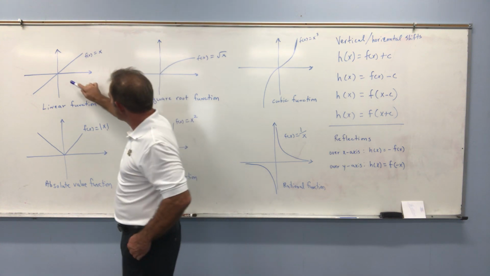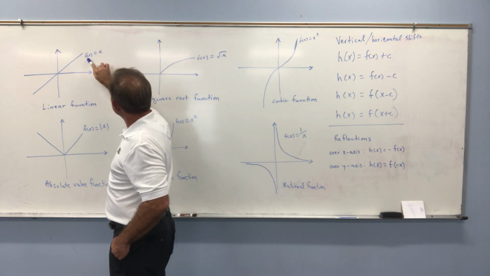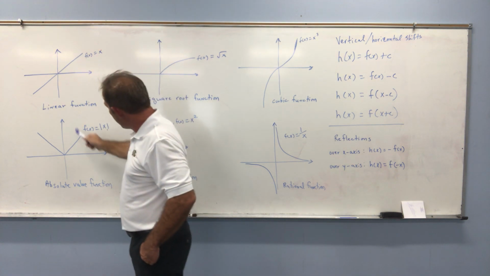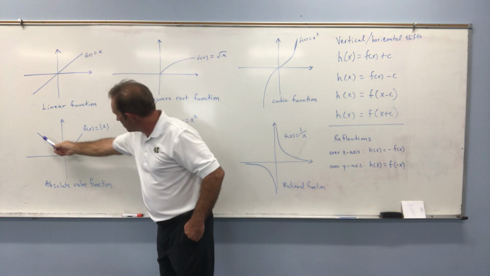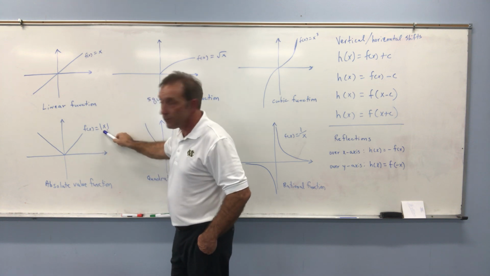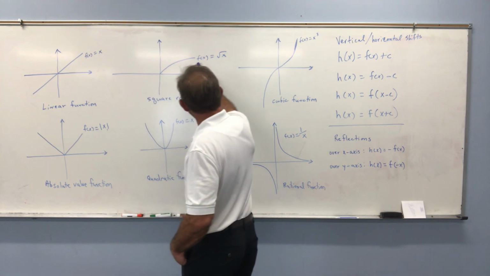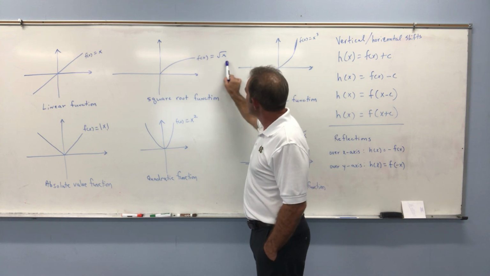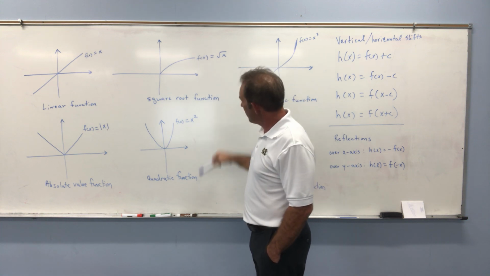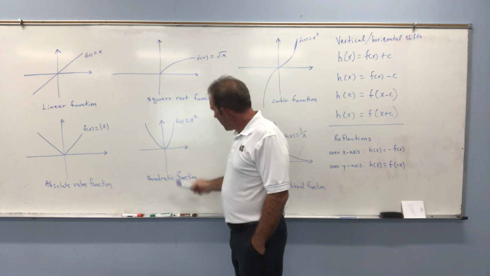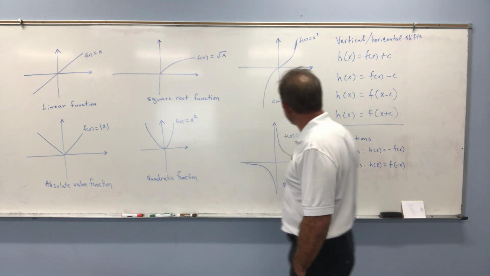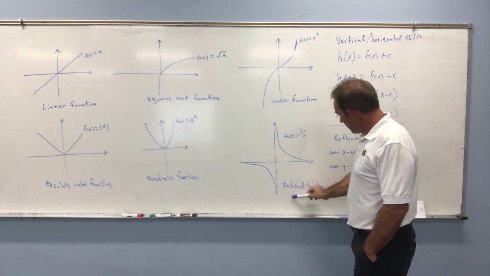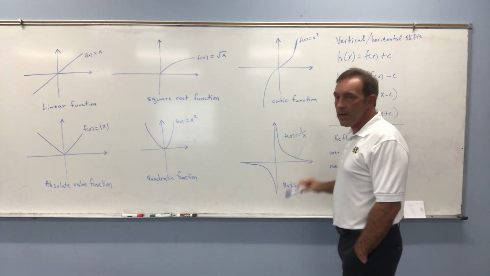Notice the parent function for the linear function is just the line f of x equals x. Parent function for the absolute value function, f of x equals the absolute value of x. Parent graph for the square root function, f of x equals the square root of x. Quadratic function, f of x equals x squared. Cubic function, f of x equals x cubed, and the rational function, f of x equals 1 over x.